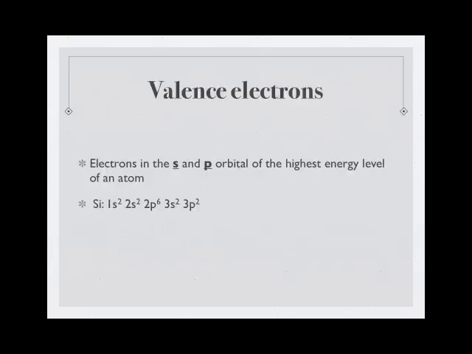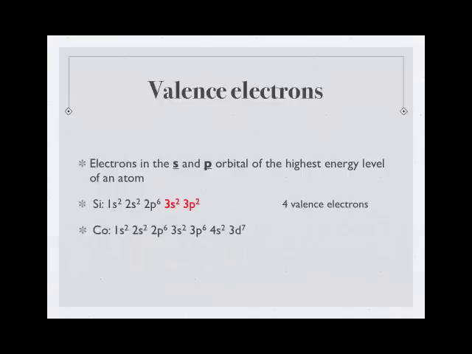So here's the electron configuration for silicon. And we only want the s's and the p's in the highest energy level. The third is the one. So 3s and 3p. So how many valence electrons does that one have? 4 valence electrons. 2 in the s, 2 in the p. Excellent. Those are the valence electrons.